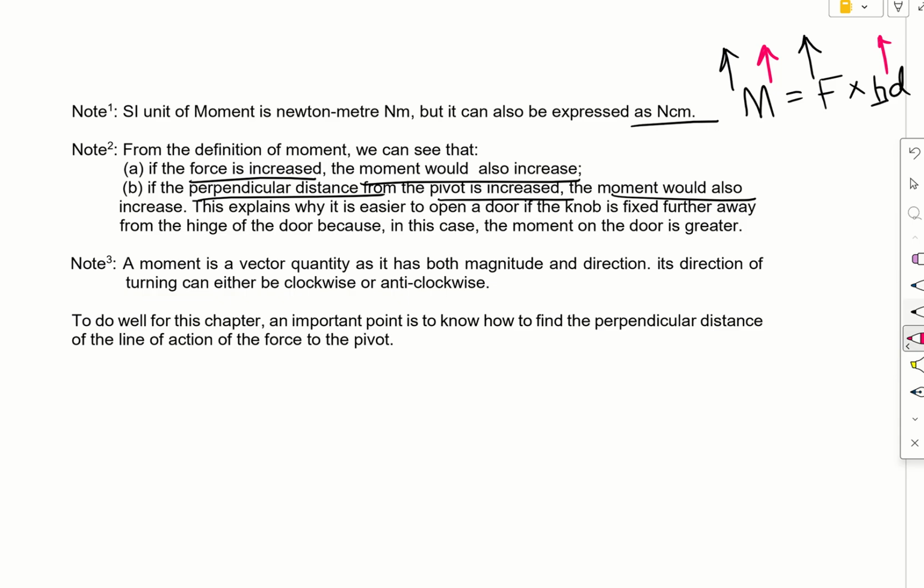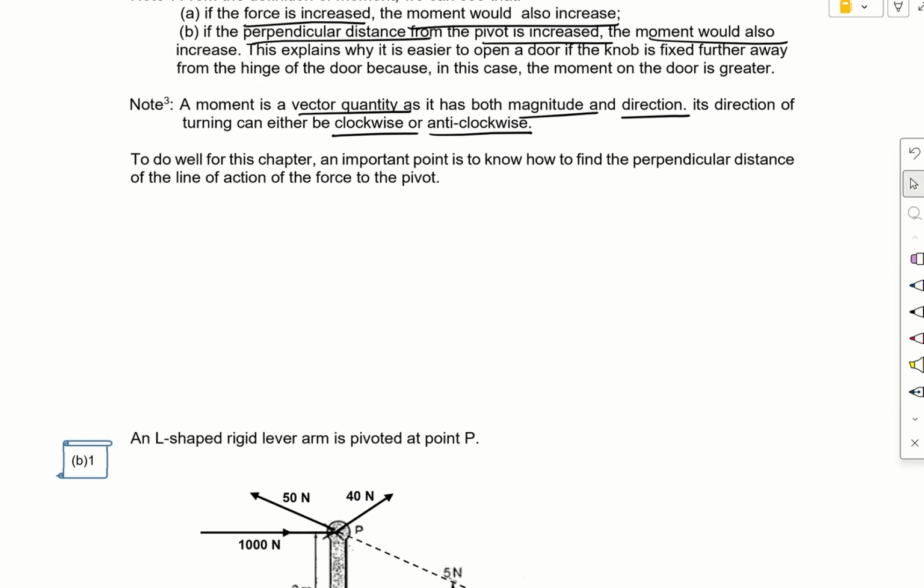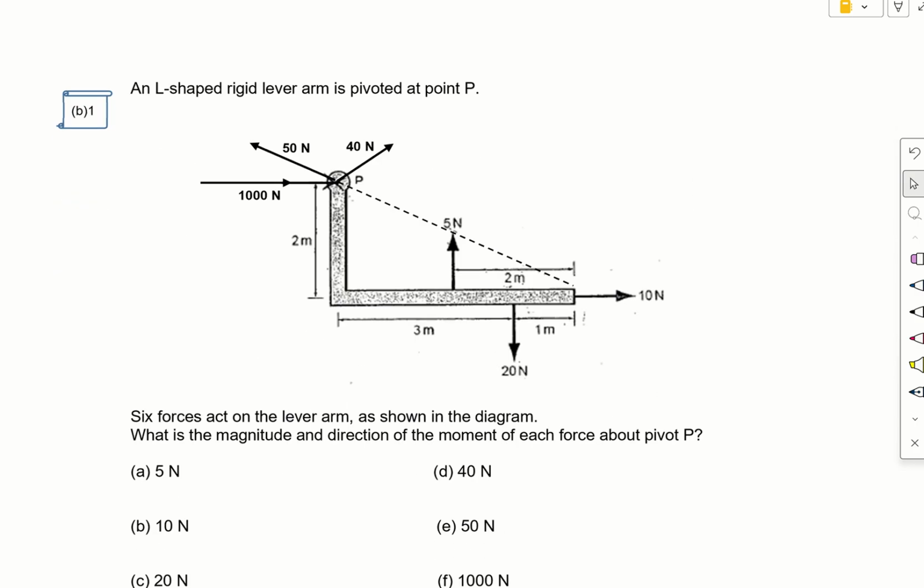Now, a moment is a vector quantity, which means it has both magnitude and direction. The direction is either clockwise or anti-clockwise. A common mistake when we ask students for the direction of the moment, they put to the right, to the left, up or down. They are talking about the force. But the force is no longer just a force when it's applied to an object with a fixed point. It now becomes a turning effect, and that is what we know as the moment, sorry. Okay, so we'll go through this.